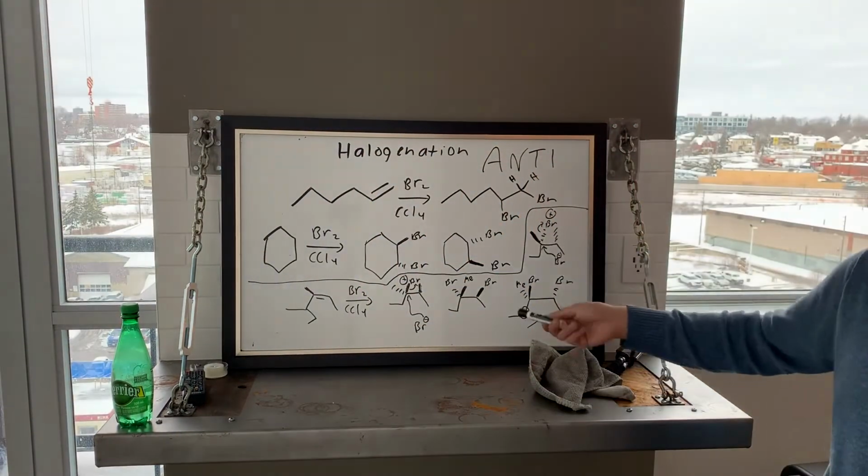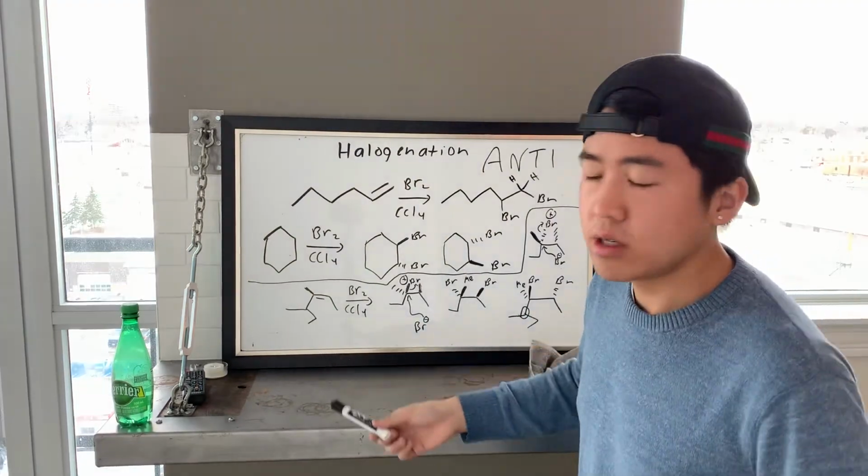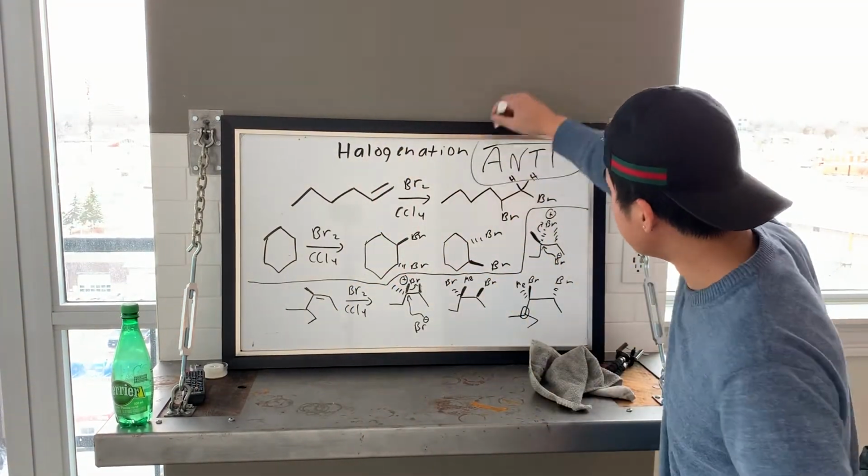So that's halogenation. All you're doing is adding some kind of halogen, either Br2 or Cl2, across a double bond. It is, folks, anti-addition. Thank you.